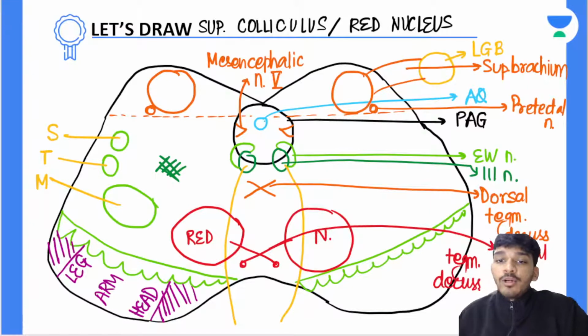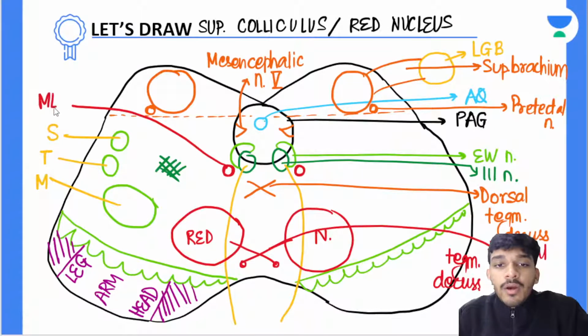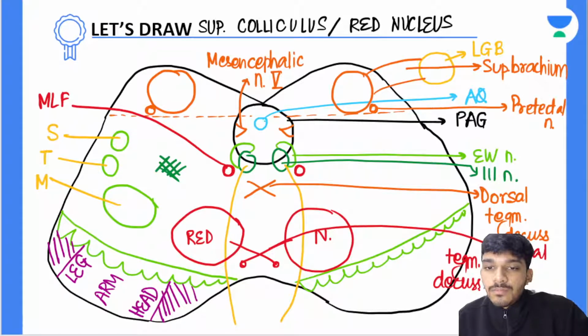And one more thing that we always used to draw here is the median longitudinal bundle, MLF, median longitudinal fasciculus. You can draw it. So this is the medial longitudinal bundle. That brings us to an end of this diagram.